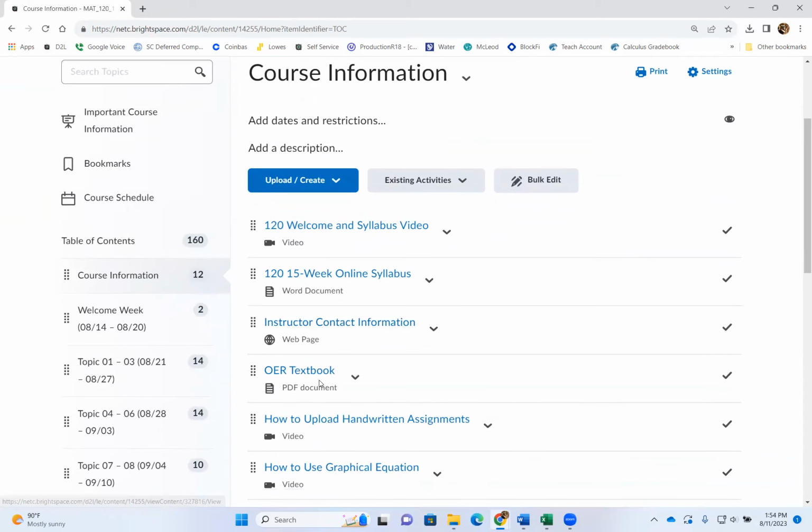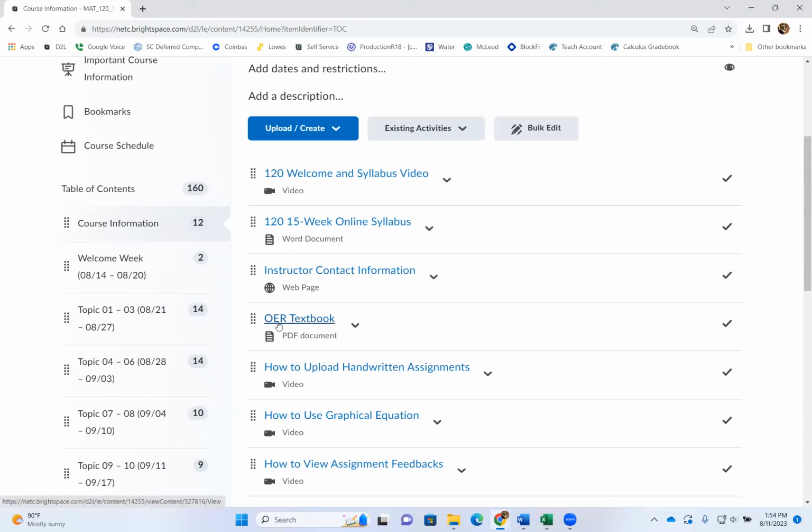You will not need to purchase a textbook. This is an open education resource textbook. If you click on the link, you can actually view the textbook for this class. But the majority of students just simply use the lecture handouts and the lecture videos to learn the material of the course. But here's a textbook link. You will not need to purchase any textbook.